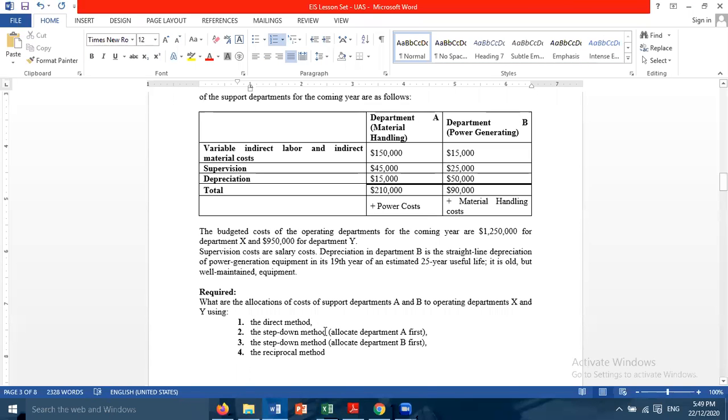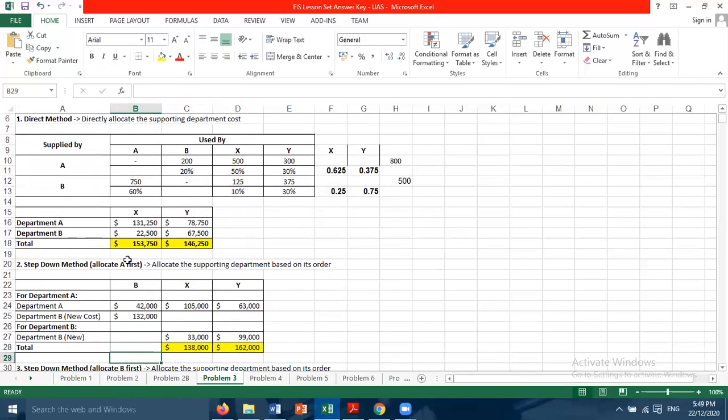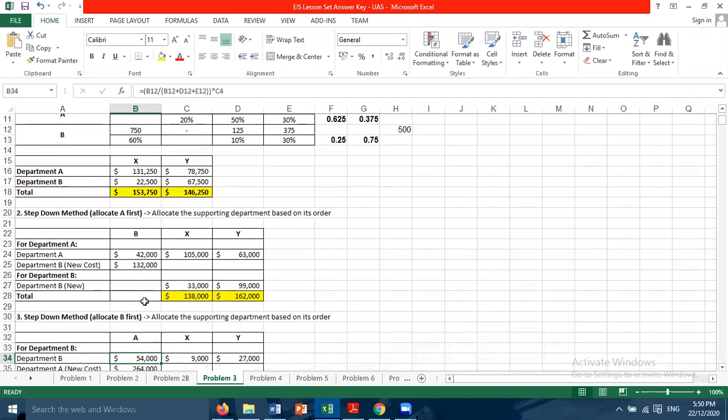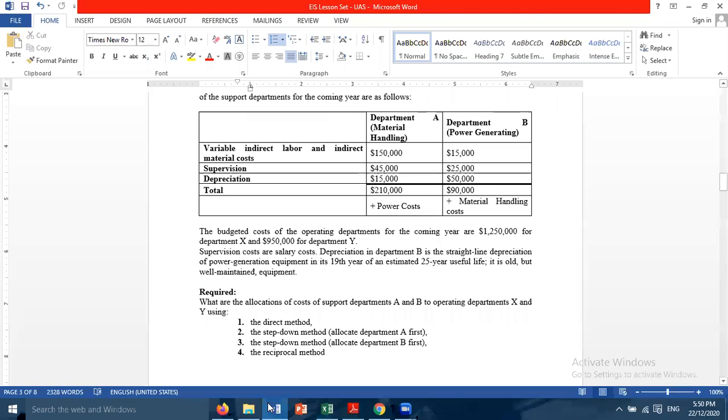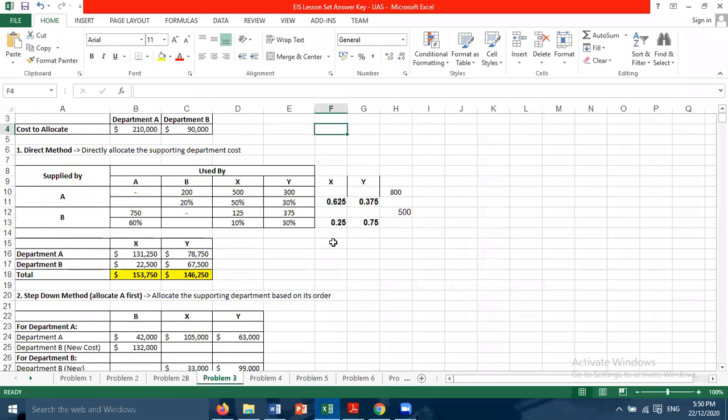Next, we're asked to use the step-down method in which we allocate department A first. Okay. So in the step-down method, we only prioritize the allocation of cost from one supporting department to another supporting department only, as we'll see here, for example. And here, in the step-down method, since we are asked to allocate department A first, that means we need to allocate the cost from department A first. In this case, since this is step-down, we acknowledge the work done used by department B from department A. So in this case, department A has a total cost of 210,000.